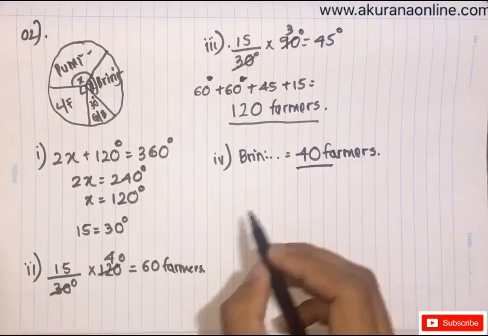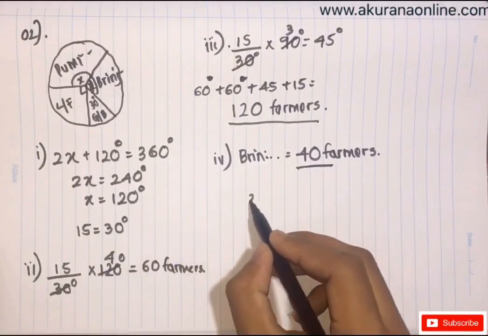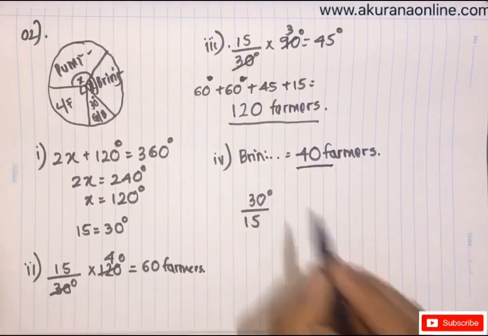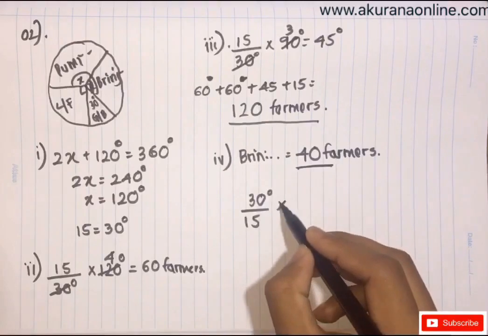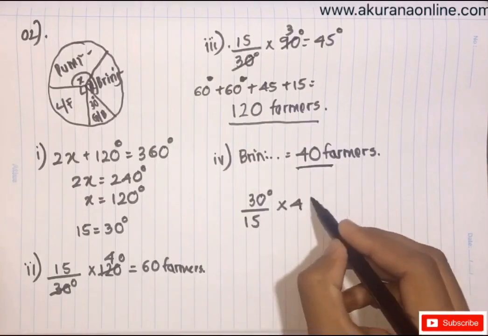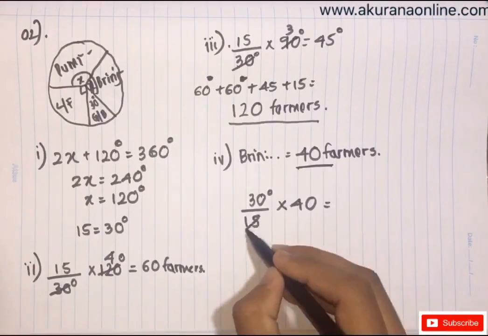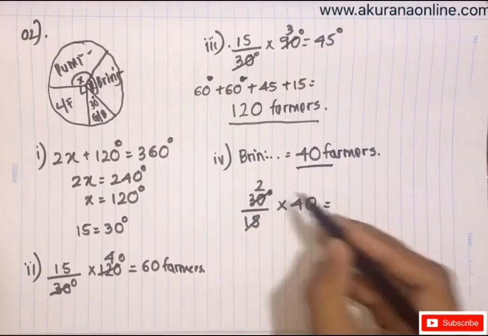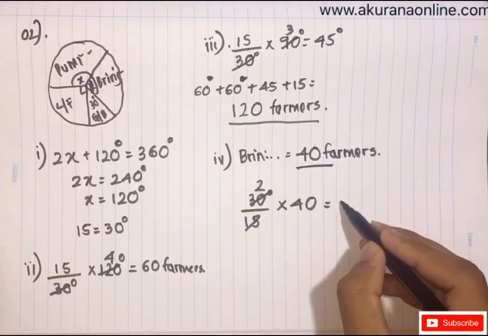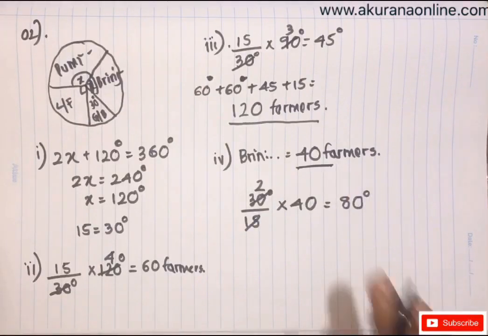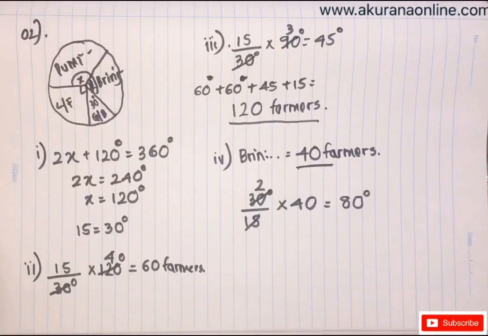Let us write: 30 degrees is represented by 15 farmers. Then how much for 40 farmers? The same thing, then you can simplify. Here you have 2 times 40 times 2 is equal to 80 degrees. This is the new value for brinjals. Now the new data will have 80 degrees. Okay, got it?